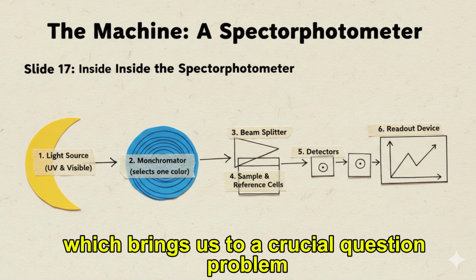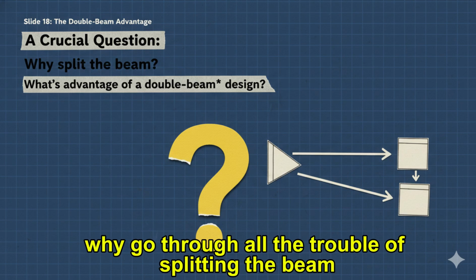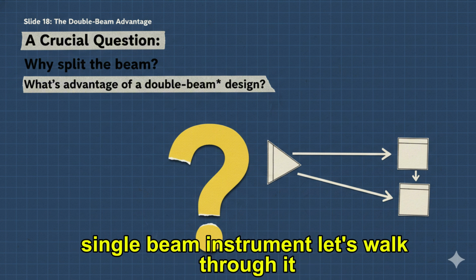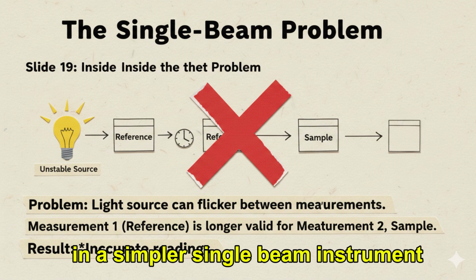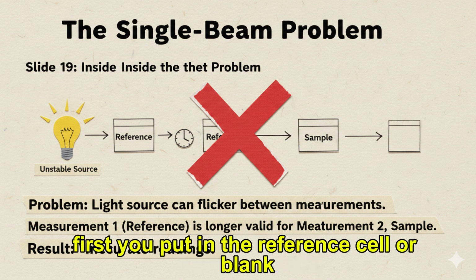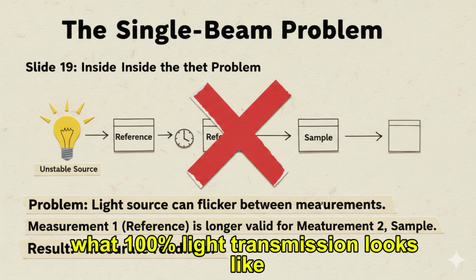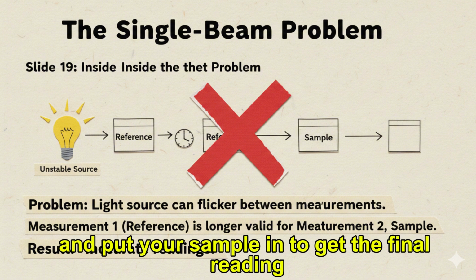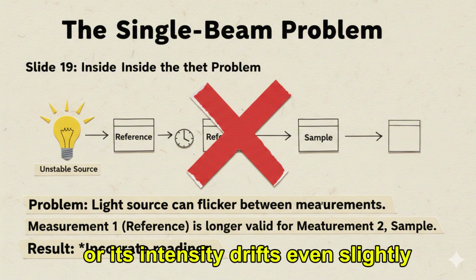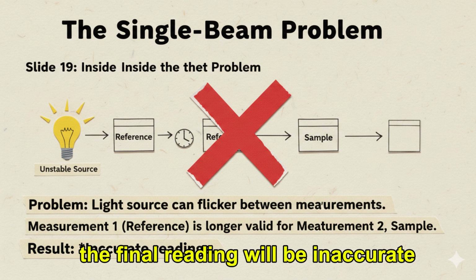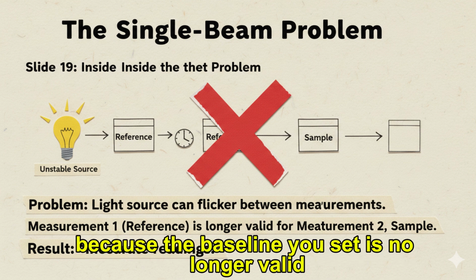Which brings us to a crucial question. Problem: why go through all the trouble of splitting the beam? Why is a double beam design better than a simpler single beam instrument? Let's walk through it. In a simpler single beam instrument, you have to do two separate measurements. First, you put in the reference cell, or blank, to tell the machine what 100% light transmission looks like. Then you physically take it out and put your sample in to get the final reading. But what if the light source flickers or its intensity drifts even slightly between those two measurements? The final reading will be inaccurate because the baseline you set is no longer valid.